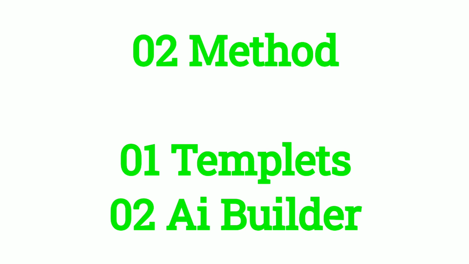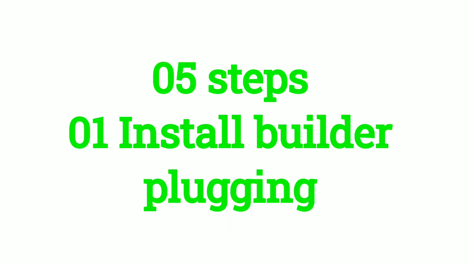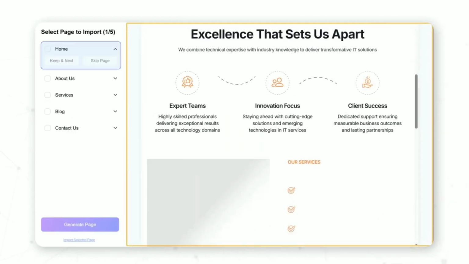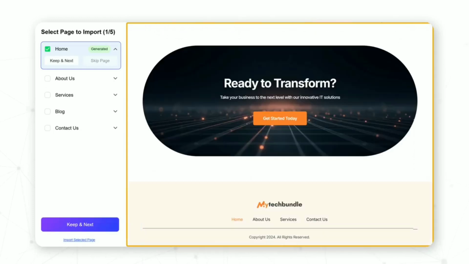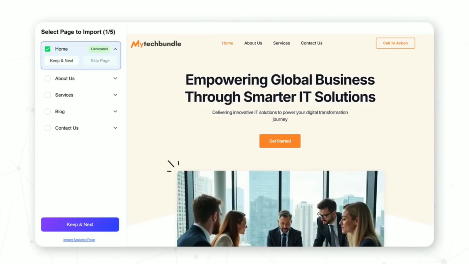In this method, we're going to do 5 simple steps. The first step is to install the Website Builder plugin. This plugin makes your website development super easy. All you have to do is just describe your business, and the Website Builder will create the entire site for you with the images and the content.